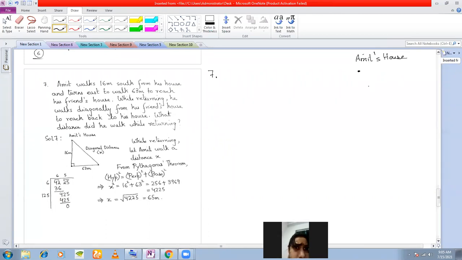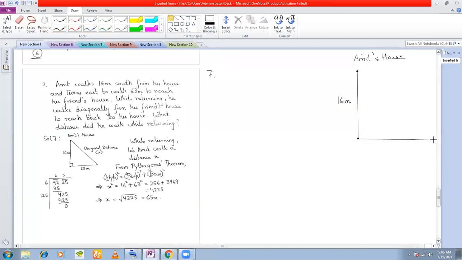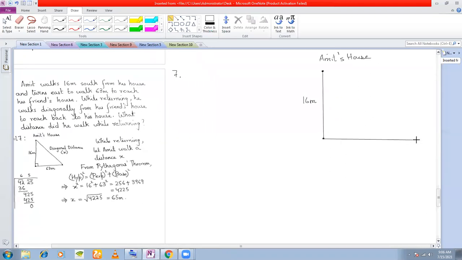Now Amit walks 16 meters south from his house. So he starts walking from his house towards the south, 16 meters. Then he turns east to walk 63 meters. When he reaches here, he turns east, walks a length of say 63 meters and reaches here, to reach his friend's house. So that's his friend's house.